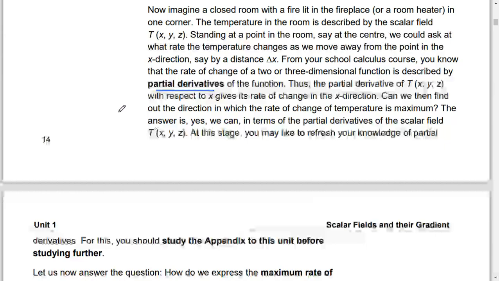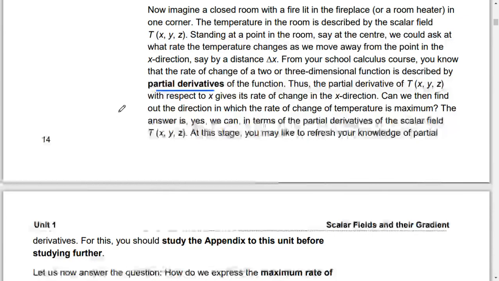Thus, the partial derivative of T(x,y,z) with respect to x gives its rate of change in the x direction. Can we then find out the direction in which the rate of change of temperature is maximum? The answer is yes, we can, in terms of the partial derivatives of the scalar field T(x,y,z). At this stage, you may like to refresh your knowledge of partial derivatives. For this, you should study the appendix to the unit before studying further.